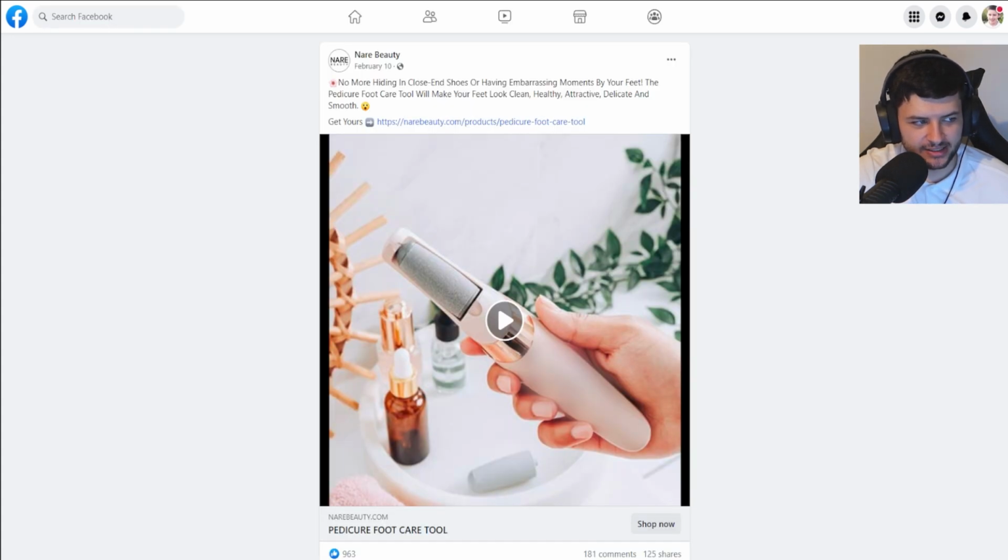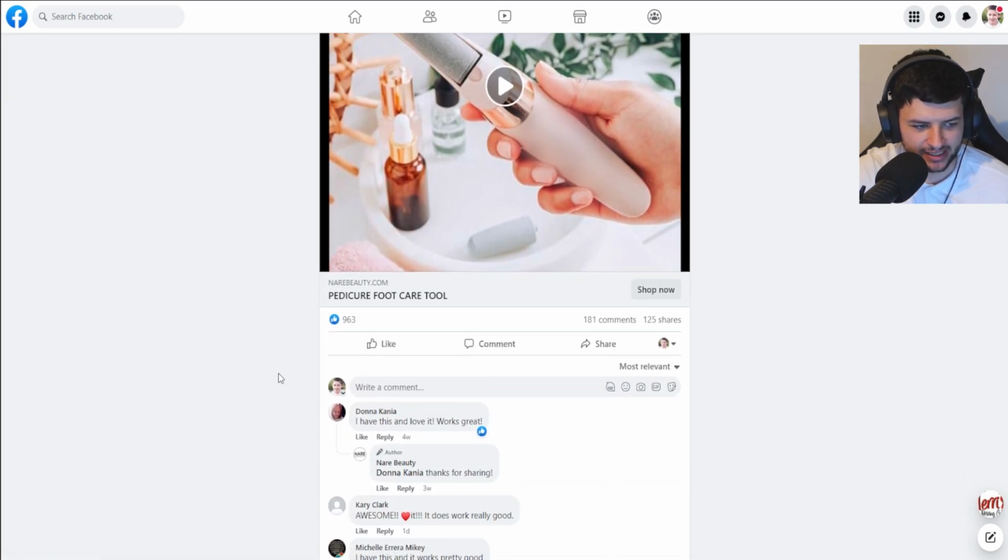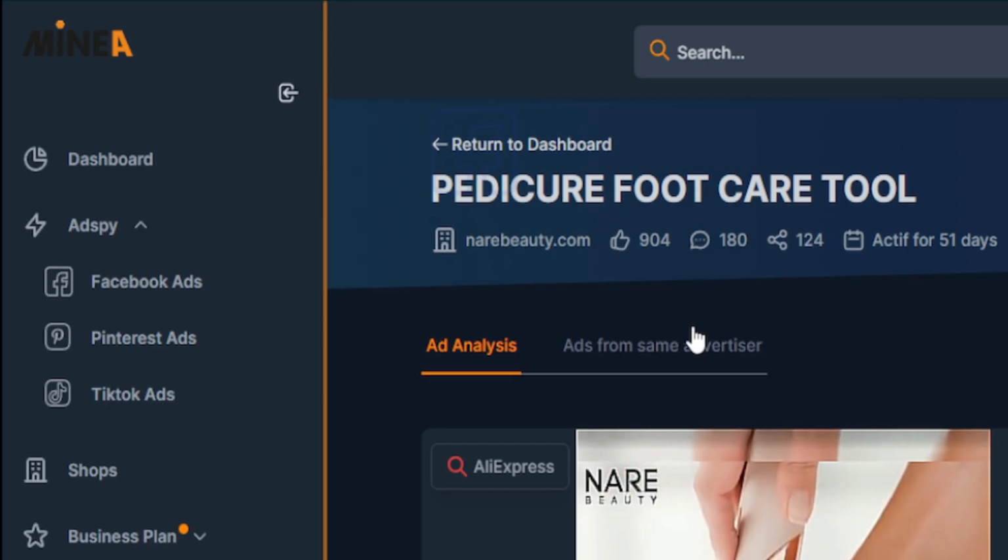And you can see we have the ad here, and it's the same copy as it shows here, so it is accurate. And we have the ad video. We can see the actual engagement and real people's comments. Also, what's really cool is we can have a look at ads from the same advertiser.